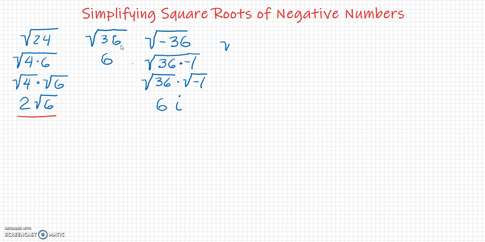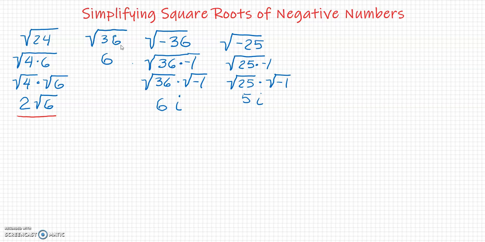Say if it was just the square root of negative 25. Same situation. That's the square root of 25 times negative 1. Break it apart. Square root of 25 times the square root of negative 1. Square root of 25 is 5. The square root of negative 1, there's the i.